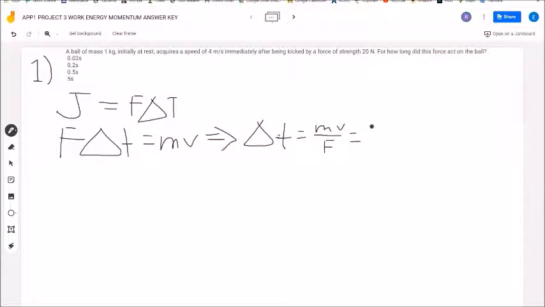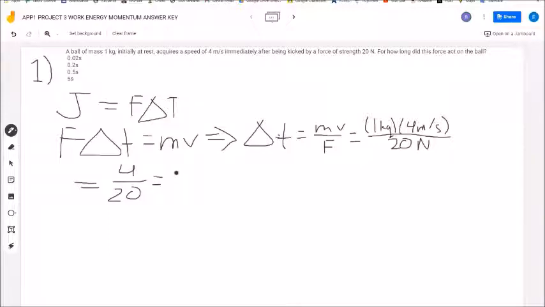And since we have all these values, you can just plug them in. 1 kilogram times 4 meters per second, so velocity, all divided by 20 newtons. This comes out to be 4 over 20, which equals 0.2 seconds. And that is our answer. Therefore, correct choice is answer choice B.